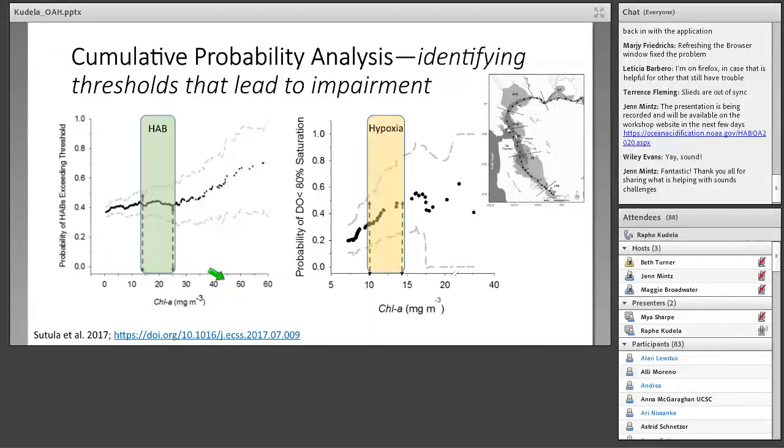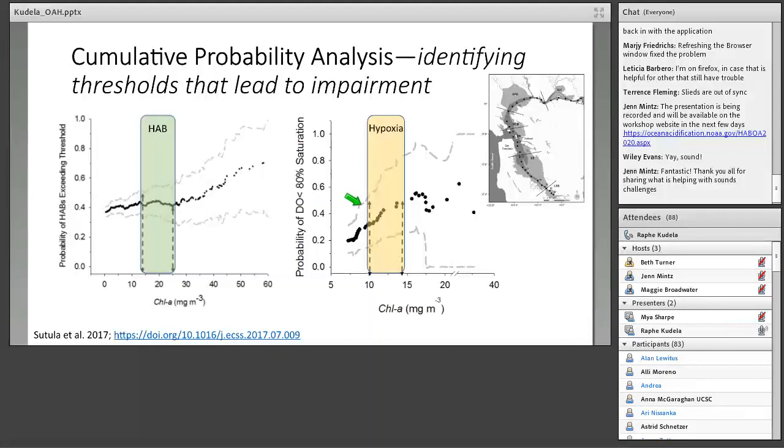On the left, we're looking at chlorophyll increasing on the x-axis from a very long time series, and on the y-axis, it's the probability that you would have a harmful algal bloom, defined as exceeding a threshold in cell counts. What we see is that San Francisco Bay's background is about a 30–35% chance of seeing a HAB regardless of the chlorophyll concentration. But as chlorophyll increases, HABs also increase, or the probability of seeing them increases. We see that you cross the 50% threshold somewhere between about 15 and 25 micrograms of chlorophyll.